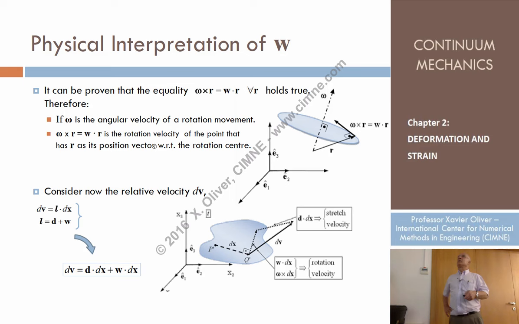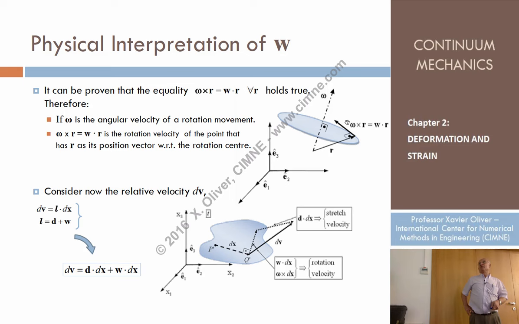Okay? Look, in other words, it can also be proven that the axial vector, double omega vector product r, is equal to the spin tensor times r. That's the same proof that we did the other day. Whenever we extract the axial vector from a skew symmetric tensor, this property is fulfilled. But this allows an interpretation of omega. What is omega in that case? Look, imagine that we have a movement of rotation around one axis characterized by an angular rotational velocity, omega, okay? So how is the velocity field of a body which turns around this axis with an angular velocity omega in that way?